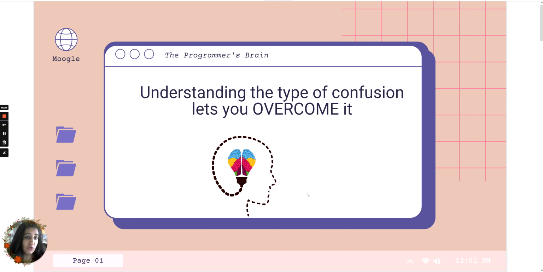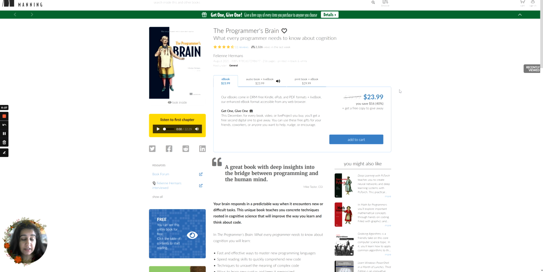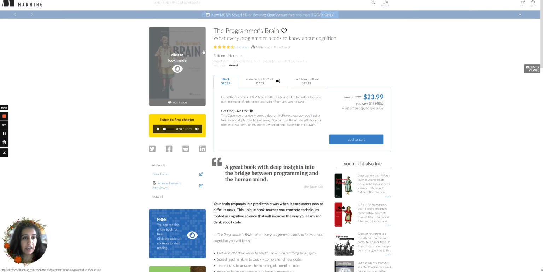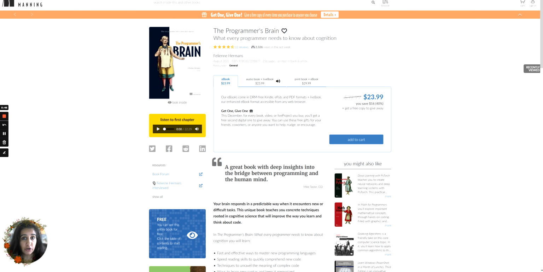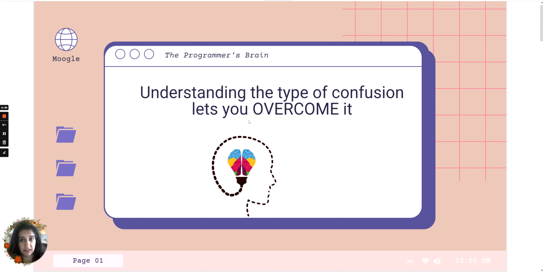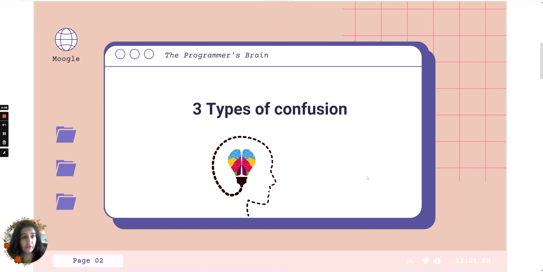Now, I'm going to be referencing this book that's called The Programmer's Brain. It's a pretty interesting book because it's going over the cognitive processes that are involved when you are coding, reading code, and learning how to code. Being aware of these cognitive processes and using strategies to strengthen them will allow you to learn tech better. So what are some of the ways you can achieve this?